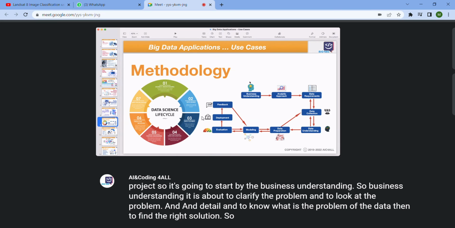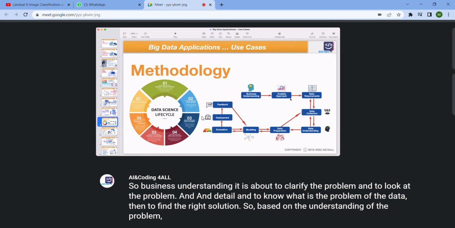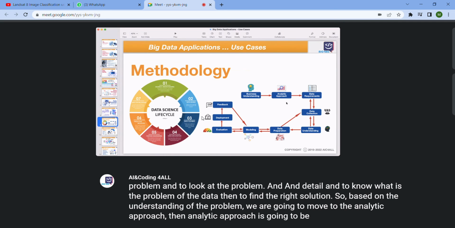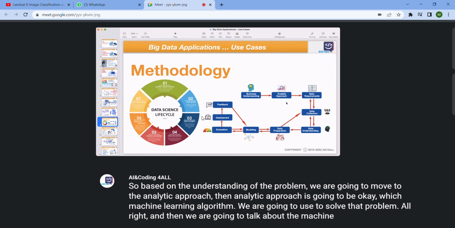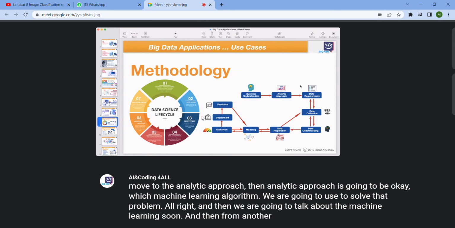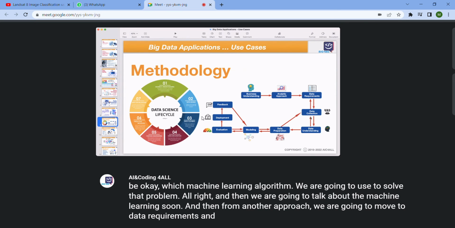So based on the understanding of the problem, we are going to move to the analytic approach. The analytic approach is about deciding which machine learning algorithm we are going to use to solve that problem. We are going to talk about machine learning soon. And then from the analytic approach, we are going to move to data requirements and data collection.